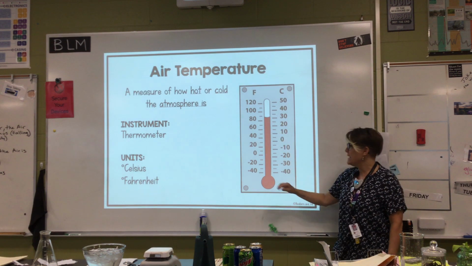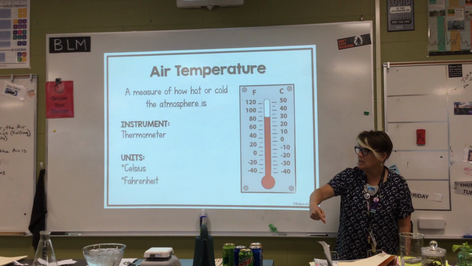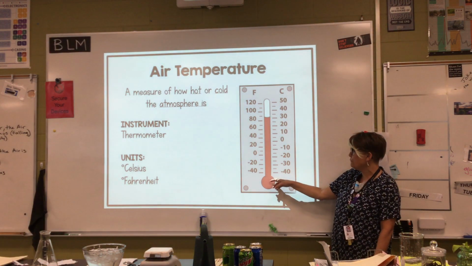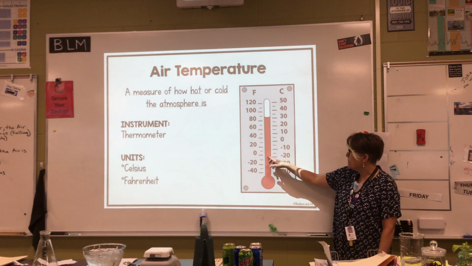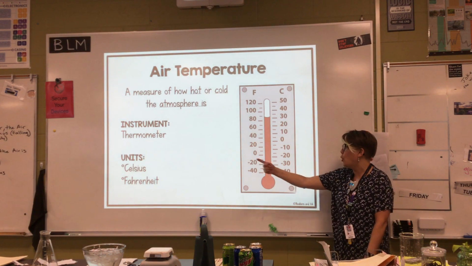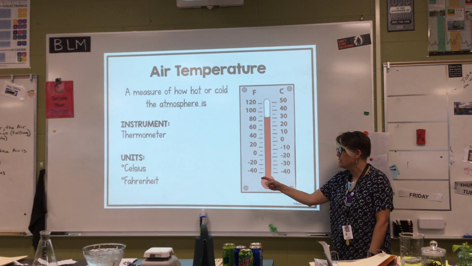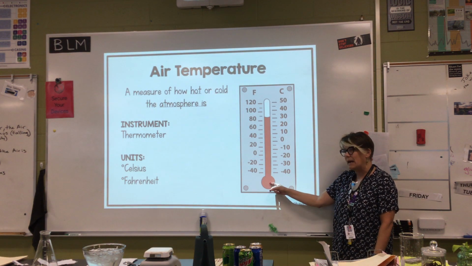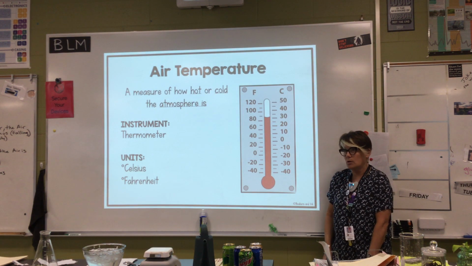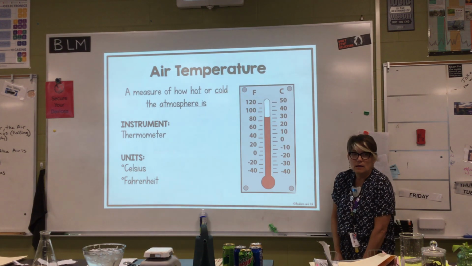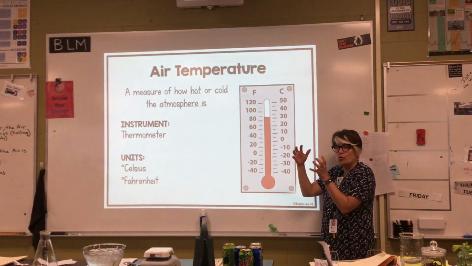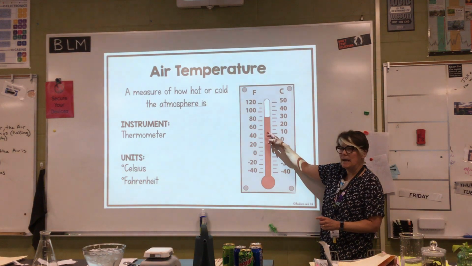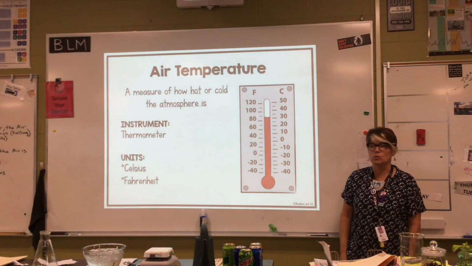Now, if we take energy out of this because it's cold, energy is always going to flow from high energy to low energy. If there's more energy in here and it's colder out here, the energy will leave this bulb, which means that those molecules are going to start getting quiet. And that means the volume is going to contract, and this is going to go down. That's how a thermometer works.